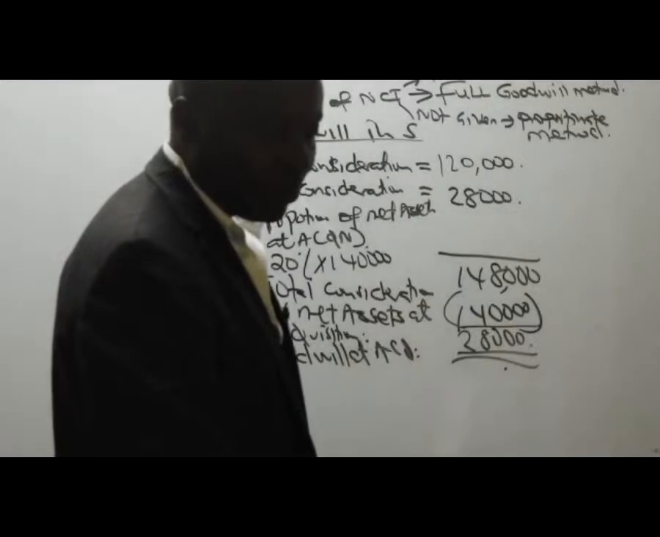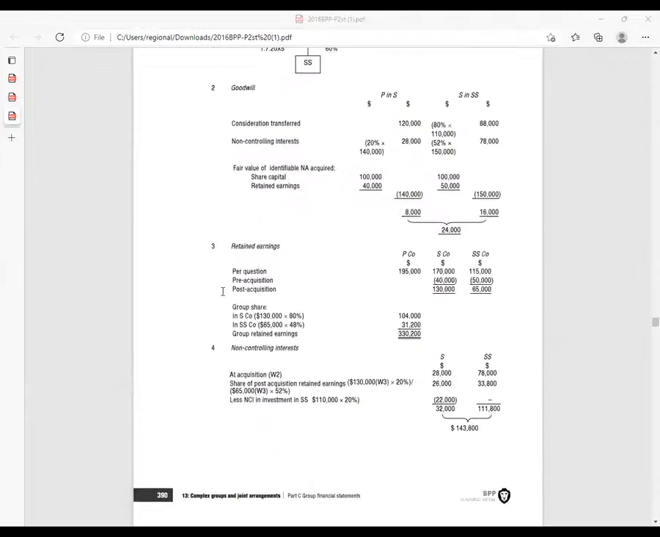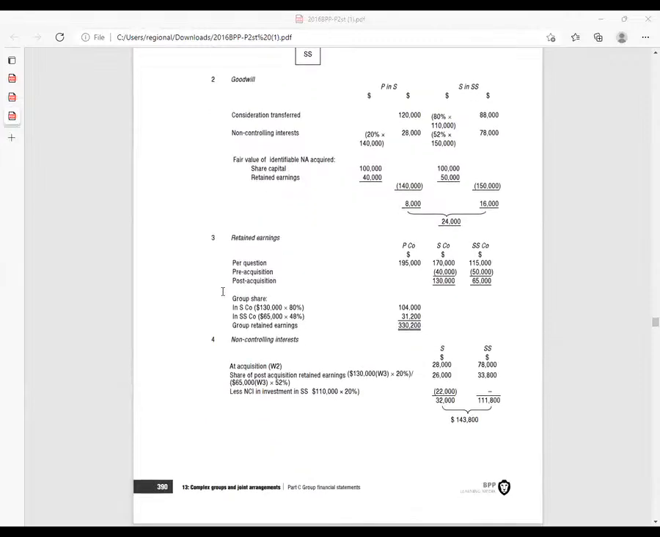Go ahead and double underline that. Very important. When you look at this, already they have the goodwill. Where did we get 28,000 from? It's 8,000, sorry. You can see the goodwill here is 8,000. I'm sorry for that.